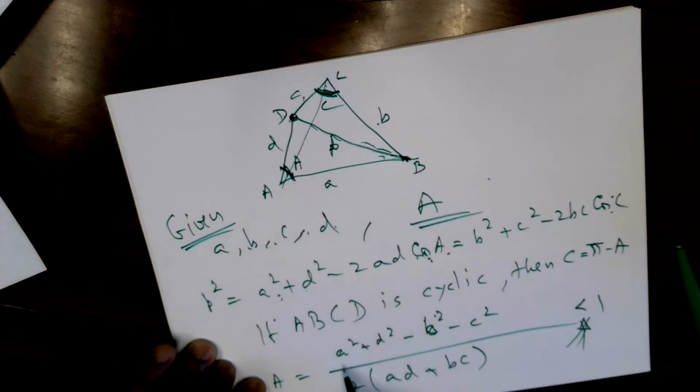That's all. So given ABCD, what values of ABCD will make a cyclic quadrilateral? I believe this is the condition: this quantity needs to be less than 1.